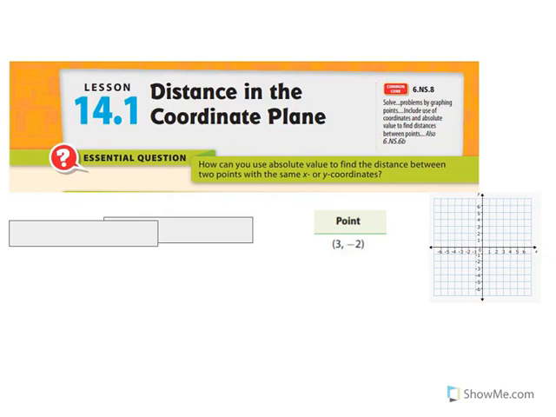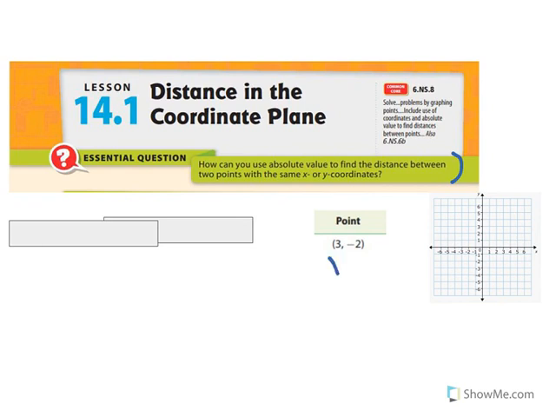Today's lesson is 14.1, distance in the coordinate plane, and you're going to see some familiar things from our previous lessons today. Our focus, and our essential question: how can you use the absolute value to find the distance between 2 points with the same x or y coordinates?